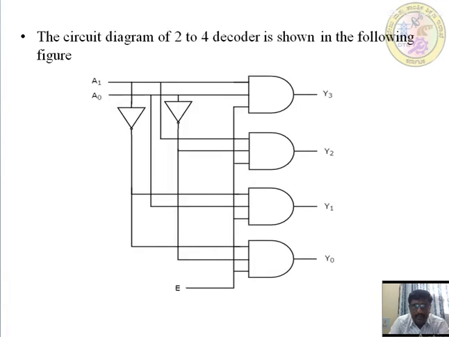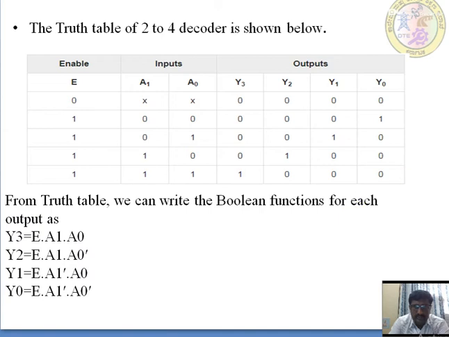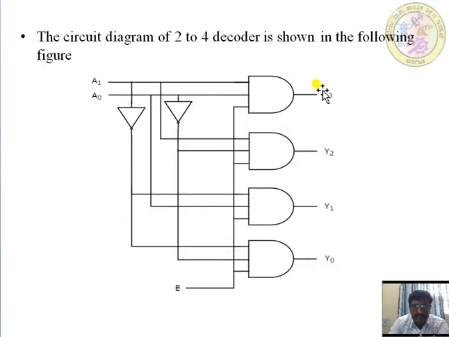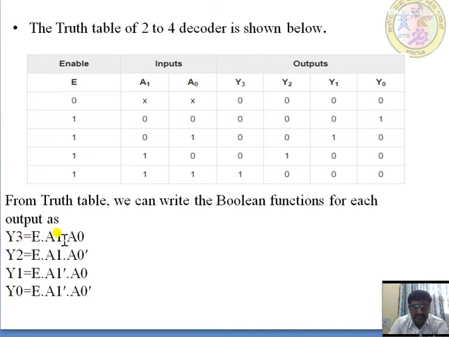Next, this one is the logical diagram. Depending upon these expressions, we have just drawn the schematic diagram. Y3 is enable, A1 and A0. For Y2 it is enable 1, then A1 A0 bar. For Y1, depending upon the connections, enable is 1, then A0 and A1 bar. For Y0 it is enable 1, A0 bar and A1 bar. So these were drawn using the logical expressions that we got from this truth table.